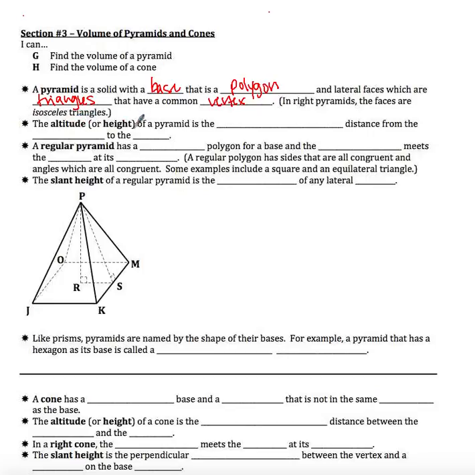The altitude or the height of the pyramid is going to be the perpendicular distance from the vertex to the base. And so in this particular pyramid here, this would be our height or our altitude. The shape at the bottom here would be our base. P at the top would be our vertex.